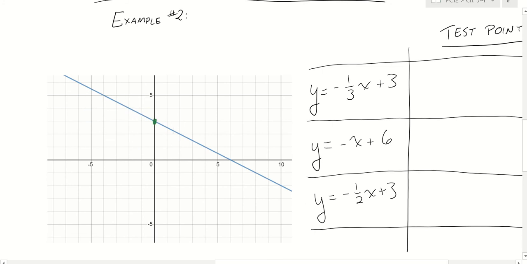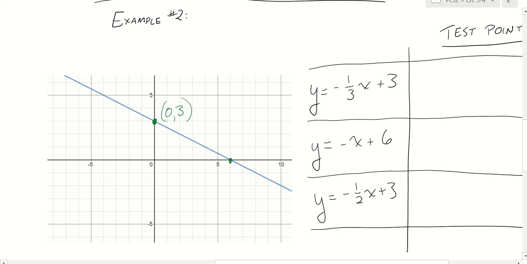I like choosing a y-intercept if it's clear what the y-intercept value is. Here, it's clear that when x is 0, y is 3. We have a height of 3 above the x-axis here. And let's choose this x-intercept as well.